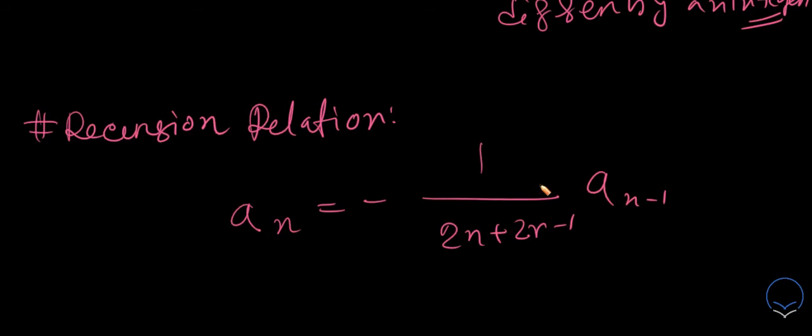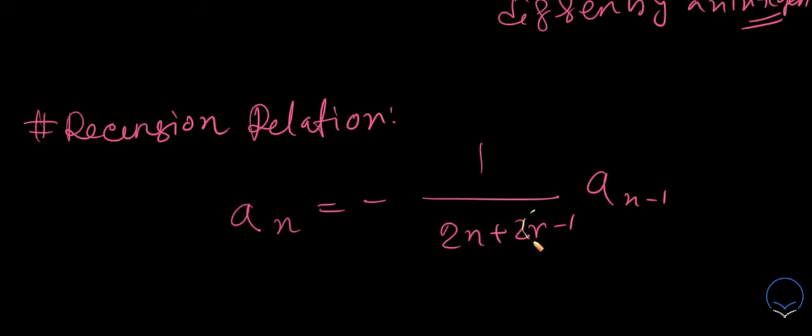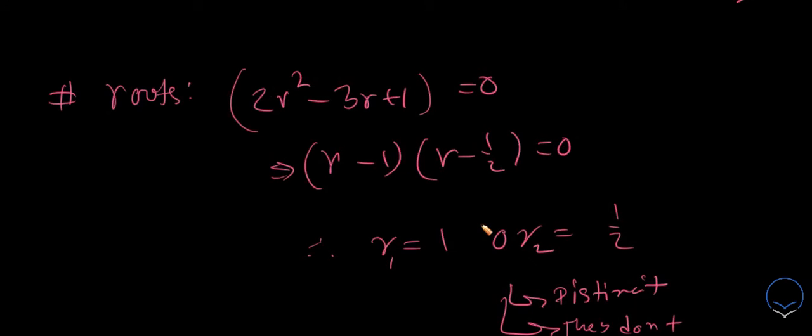Okay, and notice that it contains some r over here. This is where the role of r comes in. That's why we had to do all this algebra, all this t to the power r thing and all that, because there are 2 roots, right? One of them is r1, one of them is r2.